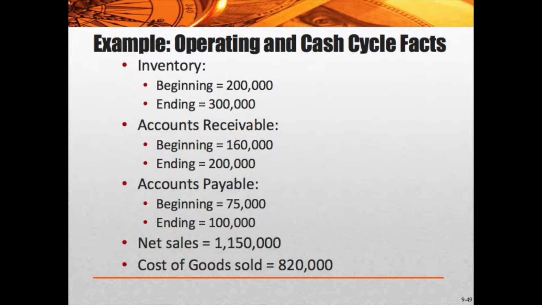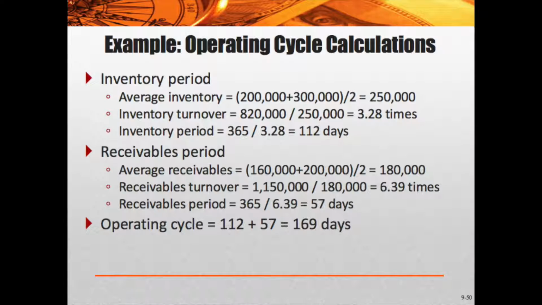Accounts receivable beginning 160, ending 200. Accounts payable 75, ending 100. Net sales 1.15. Cost of goods sold 820. So this is given. This is information that is in the problem, and information obviously you would get from your accounting statements. If we take that information, we can turn it into calculations.